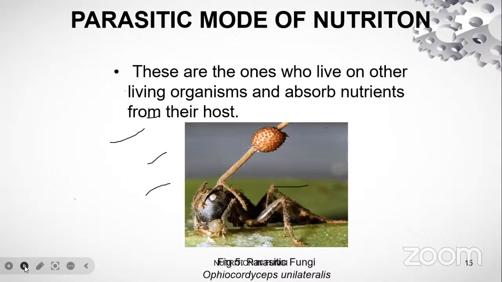Parasitic means living on another living organism and absorbing nutrition from the host. You see Ophiocordyceps unilateralis. You might have heard of Ophiocordyceps. These are the golden fungi; their cost is more than gold or diamond. Cordyceps fungi usually grow on insects or worms.